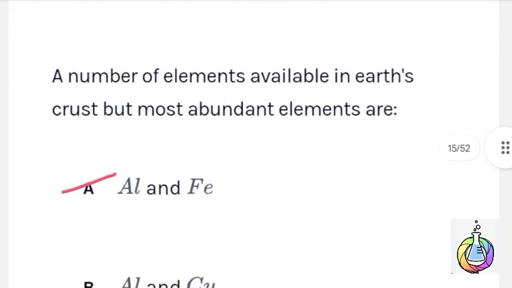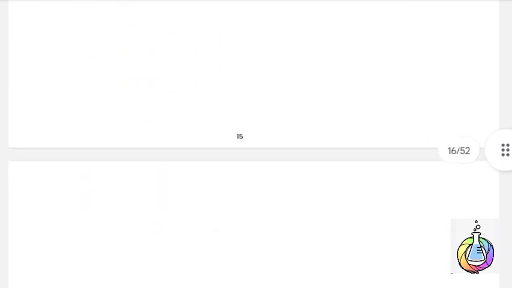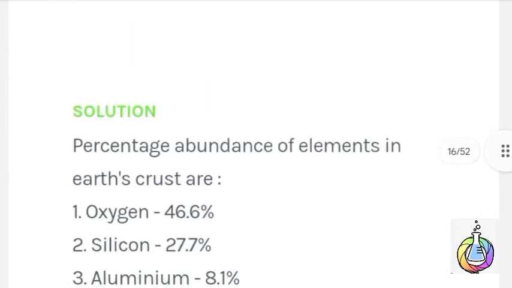Next question: a number of elements are available in the earth's crust, but the most abundant element is oxygen. But in this question, option A is the correct answer, because aluminium and iron are also abundant elements in the earth's crust. Therefore, option A is the correct answer.